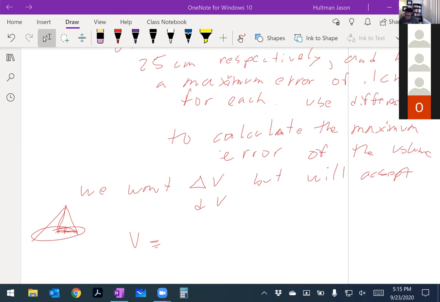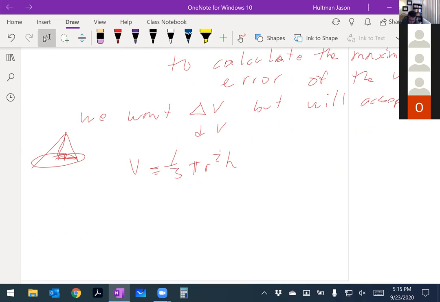Okay, so what's the volume of a cone? Well, the volume of a cone is 1/3 pi r squared h. And so we want to know what dV is. Well, dV is going to be dV dr times dr plus dV dH times dH.